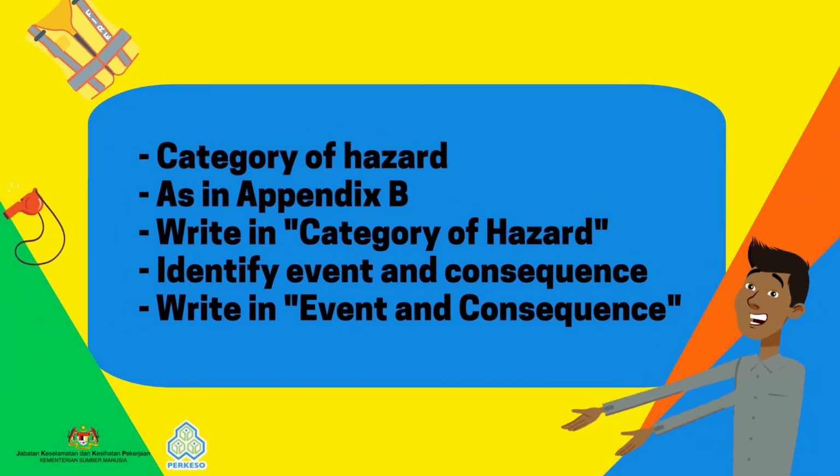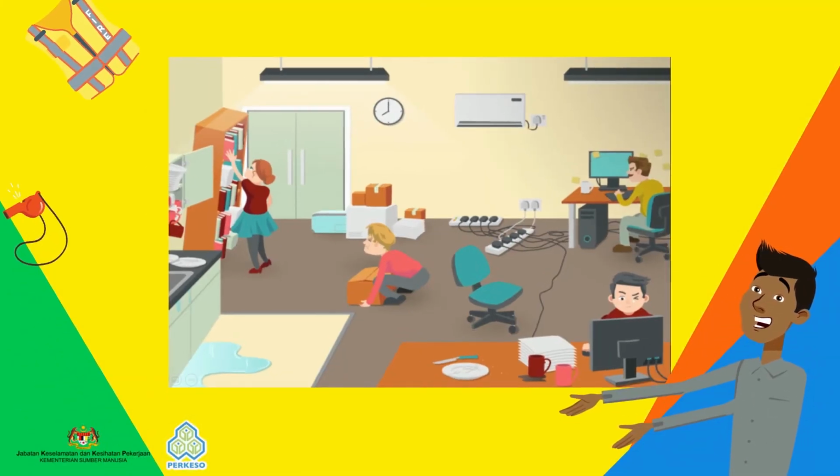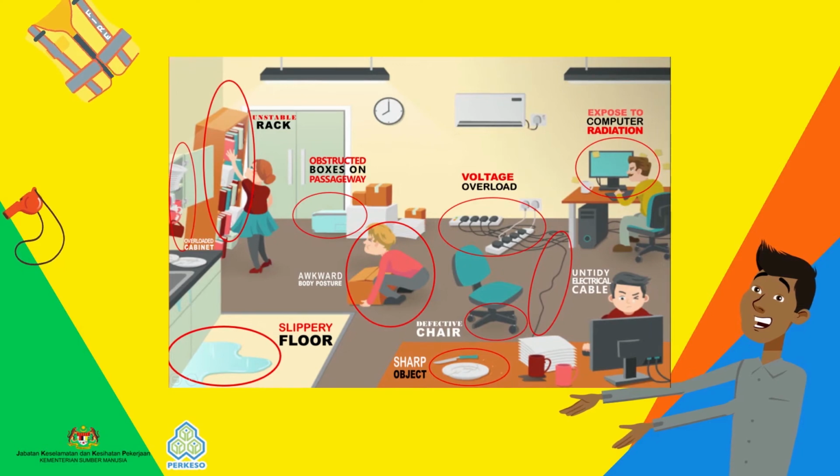For each identified hazard, select the appropriate category of hazard, as per Appendix B, and write it down in the category of hazard column. Identify the event and consequence and write them down in the event and consequence column. For example, this is before and after hazard identification.